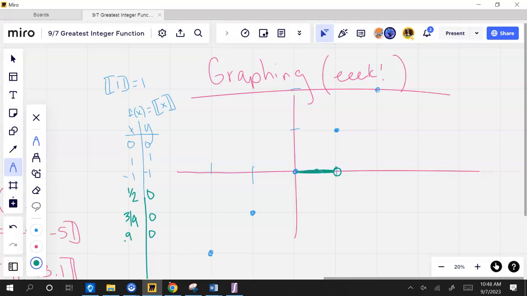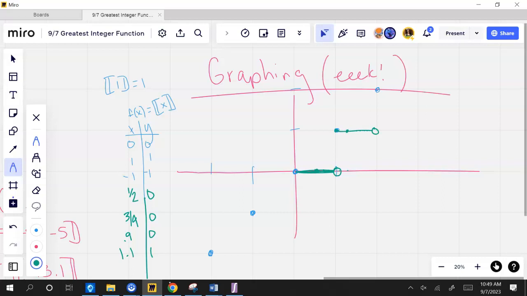So there's an open dot there because I can't be one, because once I hit one, I jump up here. That's exactly right. So then what happens if I plug in 1.1? One. So 1.1 gives me one. And in fact, as I go across here, all these are still going to give me one until I actually hit two. And that's the point where it jumps again.